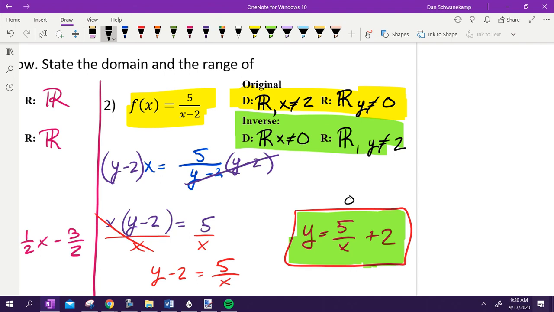That's 0. I can't get 0 because there's a horizontal asymptote at 0. But I'm also adding 2 to that, so I really can't get 2 because I can't get 0 plus 2, so I cannot get 2. There's a horizontal asymptote at 2.